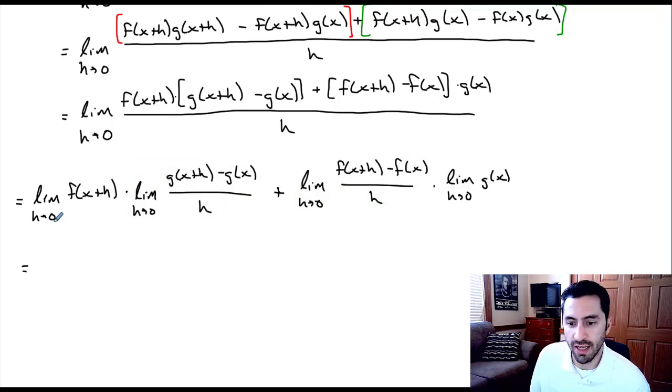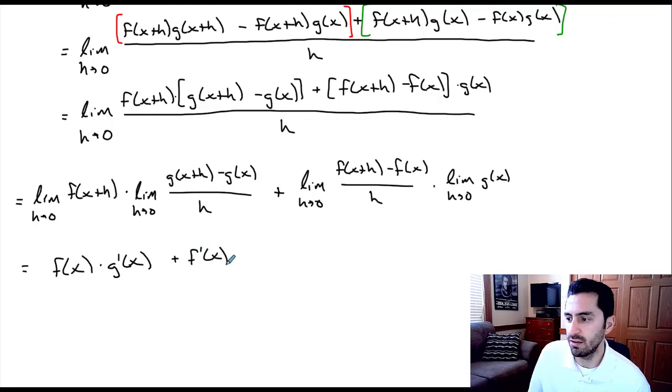Our first one, as h goes to 0, if I substitute in 0 for h, this is just going to be f of x. My second one here, the limit of the difference quotient for g, is exactly the same as the derivative of g. And we have plus. Here, the limit of the difference quotient for f is the same as the derivative of f. And then the last one, as h goes to 0, I don't have anywhere to substitute in h, so that's the same as g of x.